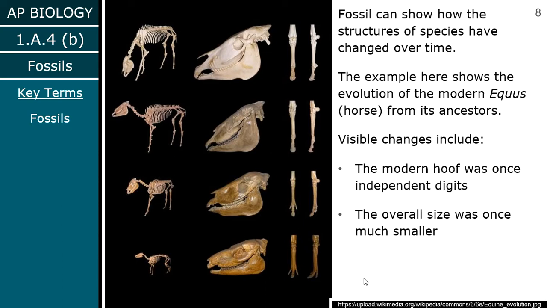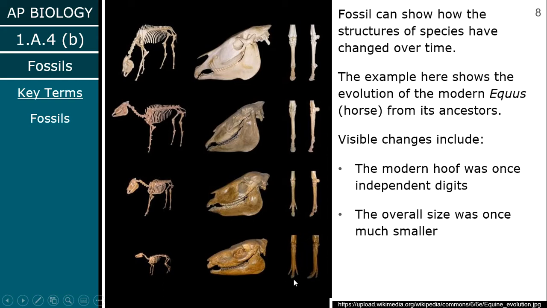Okay, so here we have the evolution of the modern horse from its biological ancestors. All right, and so we can see as we look back, up top we have our modern horse, and then down here we have more ancestral horses. We can see that overall the hooves changed a bunch, as well as the size of the organism. The organism itself was quite small to begin with, and then over evolutionary time, that lineage got larger and larger.